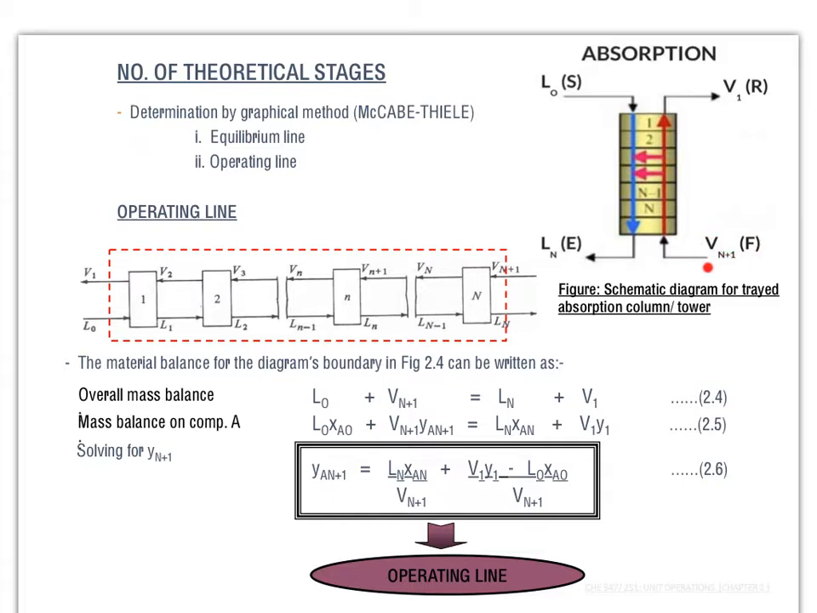Now, let's label the streams of the absorption column. The feed gas stream is labeled as Vn+1. The extract is labeled as Ln. The solvent is labeled as L0. And the raffinate is labeled as V1.